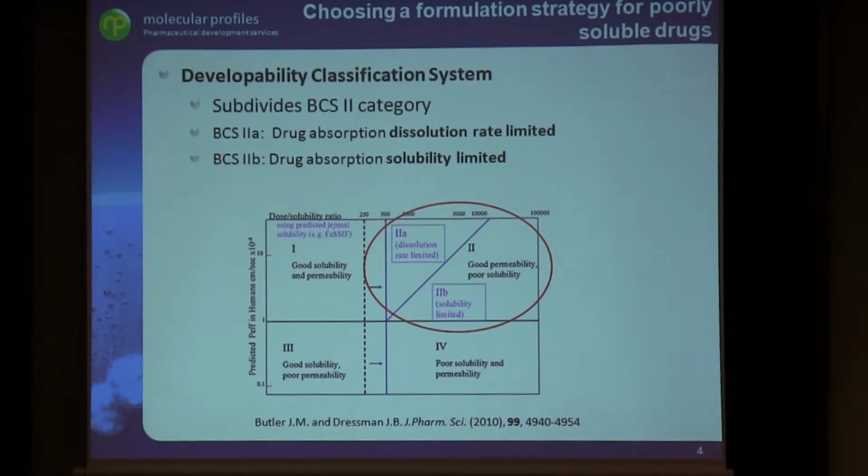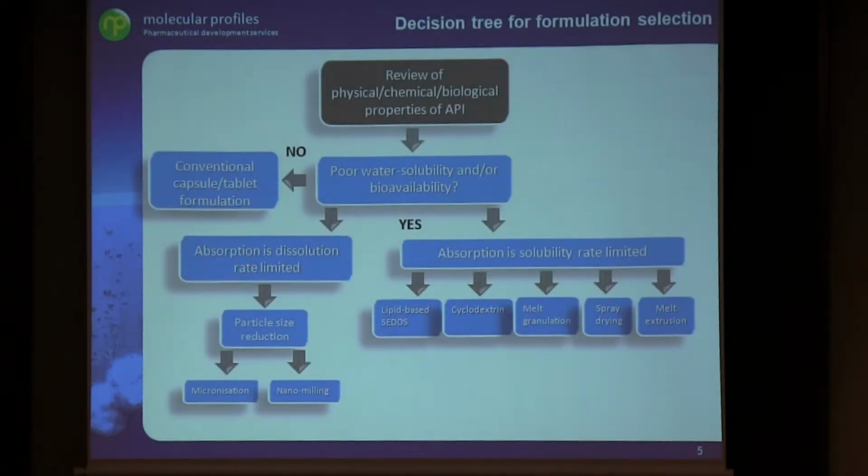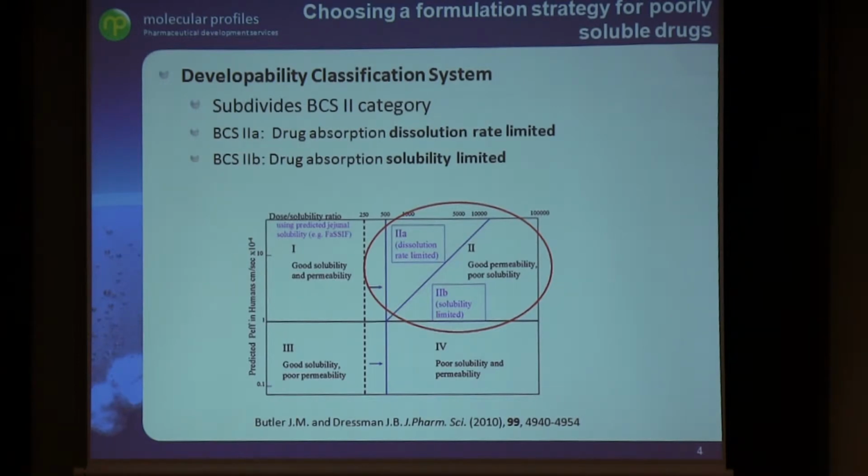So the system that we use in order for us to decide which strategy is most appropriate for a compound is the developability classification system. And what this does is allows us to take information on the permeability of the compound, the solubility of the compound, and also the dose requirements, and to basically categorize that in this box here. And the majority of compounds in development are considered class 2 compounds, which come into this box. And this can be further divided into compounds which exhibit either dissolution rate limited bioavailability behavior or solubility rate limited bioavailability behavior.